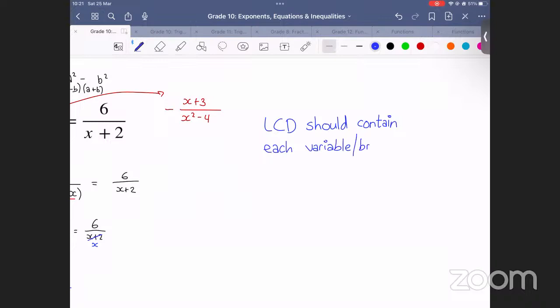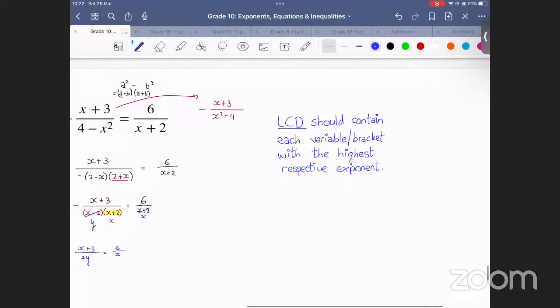Or bracket, and I'm going to remind you that we're going to refer to a variable. We can treat the bracket just like any other variable. So the LCD, the lowest common denominator, should contain each variable or bracket with the highest respective exponent.